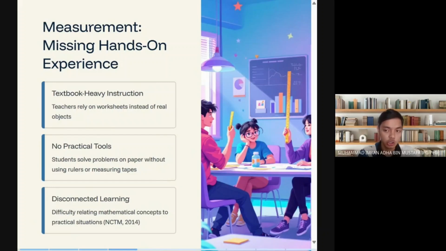To address this issue, teachers can incorporate innovative teaching strategies such as inquiry-based learning and the use of concrete materials. For instance, students can participate in activities where they measure classroom objects, compare lengths, or estimate distance. Technology can also play an important role by providing interactive simulations that allow students to visualize measurement relationships.